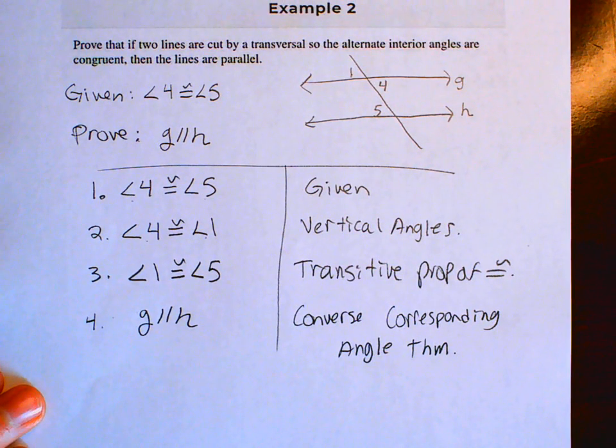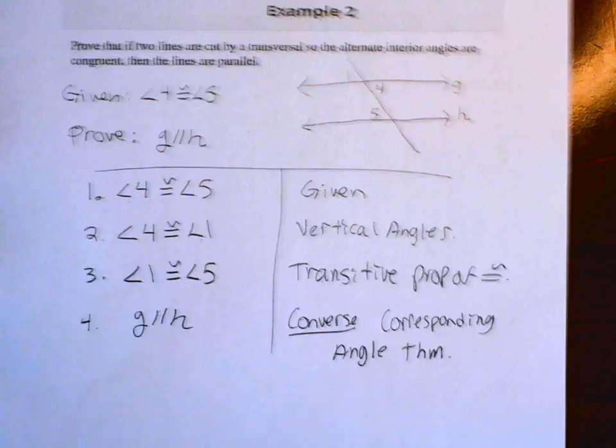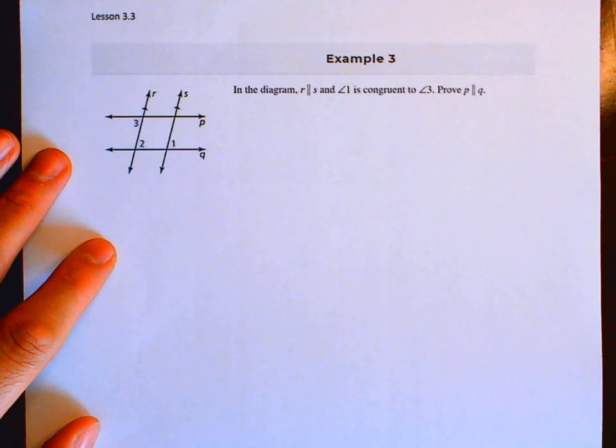So you see, we are applying the converse. So how did I apply it? Well, think about this. Angle 1 and 5 are corresponding, and they're congruent. By the converse of the corresponding angle theorem, those two lines are going to be parallel. And that is example number 2. Let's look at example number 3 now. Okay, here's example number 3.